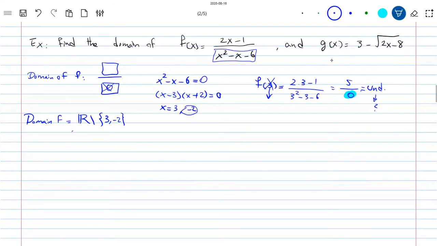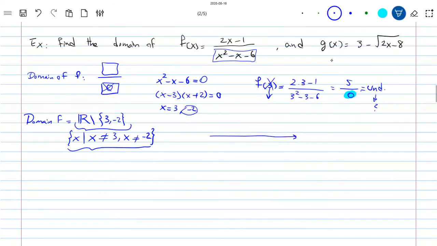Sometimes they write it this way: all the x's such that x does not equal 3 or x does not equal -2. This is another way to write it. I think the textbook mentions this one. I'm okay if you use this notation. This one is acceptable. The very common one for your homeworks is to write it as an interval.